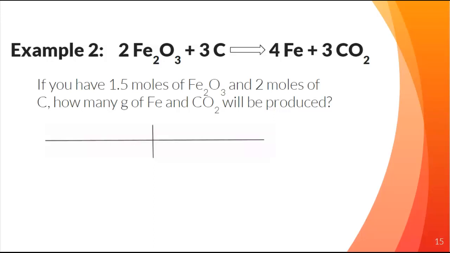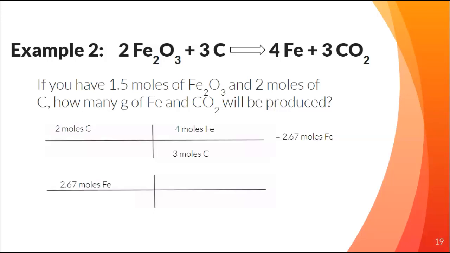We've already figured out that carbon is our limiting reactant, so we're going to do all of our stoichiometry problems now based off the fact that we're going to use up all those 2 moles of carbon. So we're going to start with 2 moles carbon in our upper left, and we are trying to get from moles carbon to grams iron. First I'm going to do my mole to mole. Moles carbon goes on the bottom, iron goes on top, 3 and 4 come from our coefficients. We've done this before, and that gives me 2.67 moles iron.